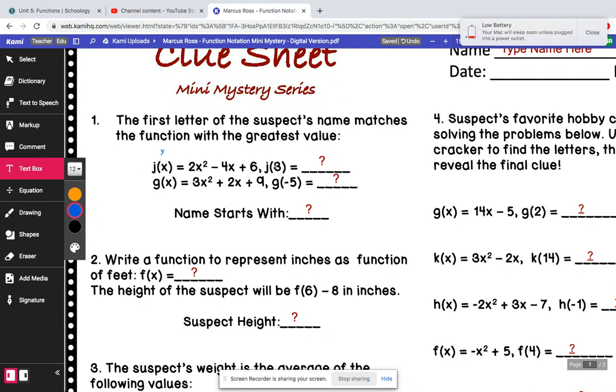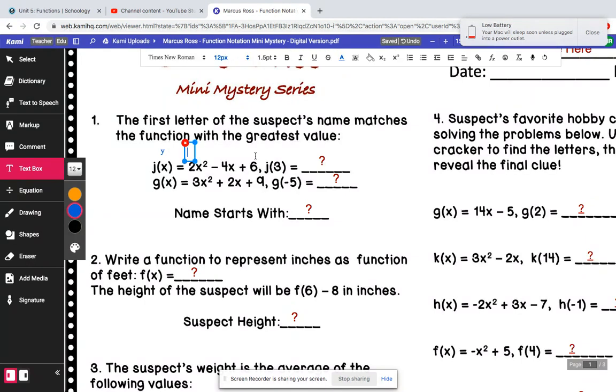So look what's replacing x. J of x, j of 3. X is 3. Look what we replaced, okay? And so all we have to do is replace everywhere you see an x with 3, because x is 3. Replace x here with 3, plus 6. And then we can just slowly go through the order of operations.